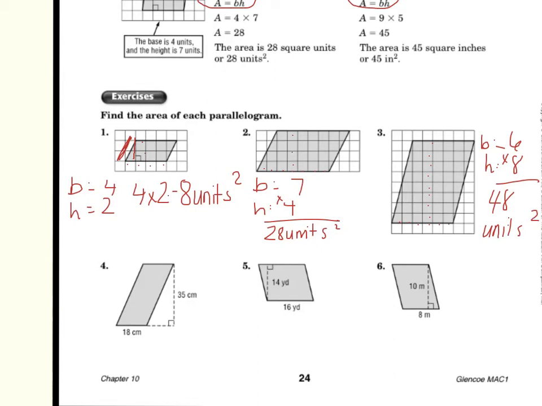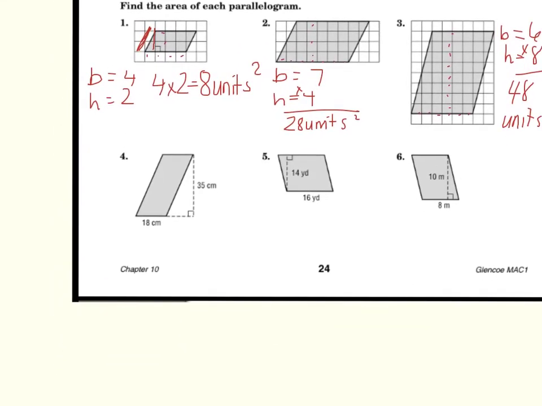Alright, number 4, don't let that fool you. They're telling you that the base is still this right here, 18 centimeters, but the height is straight up and down. Sometimes they'll tell you on the outside, look, this is the same height as this right here. So just because they write it on the outside, don't let that trick you.